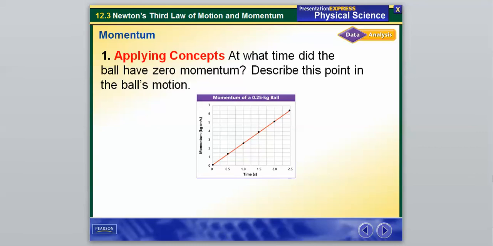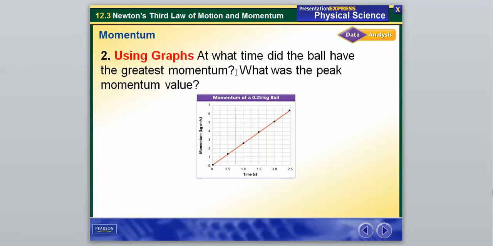And then our next one, at what time did the ball have the greatest momentum? And so again, what time down here was the greatest momentum, and what was the peak momentum value? So what was the value of the momentum there?